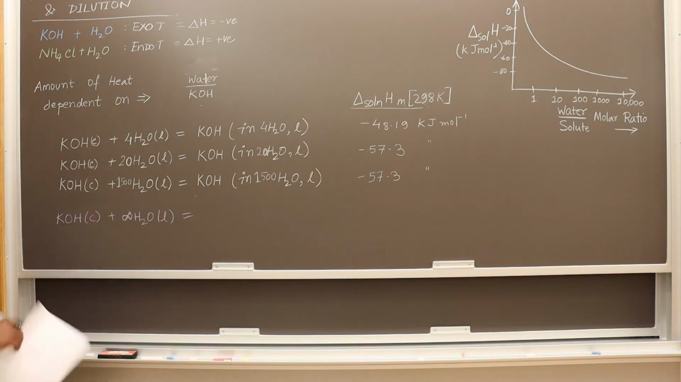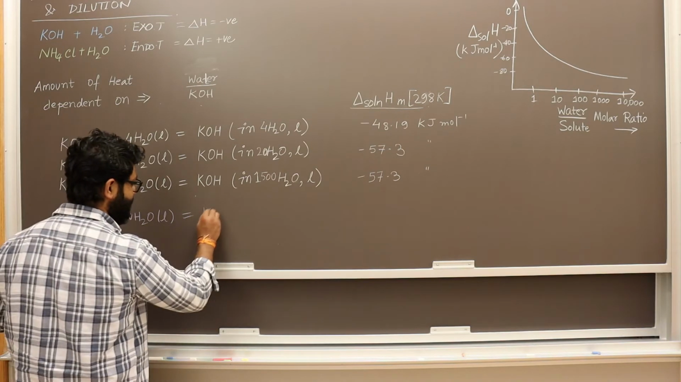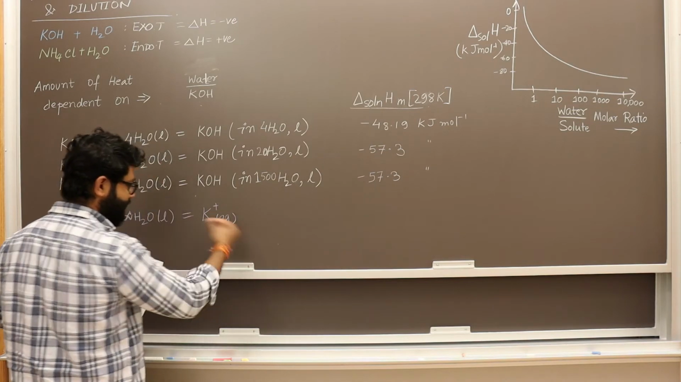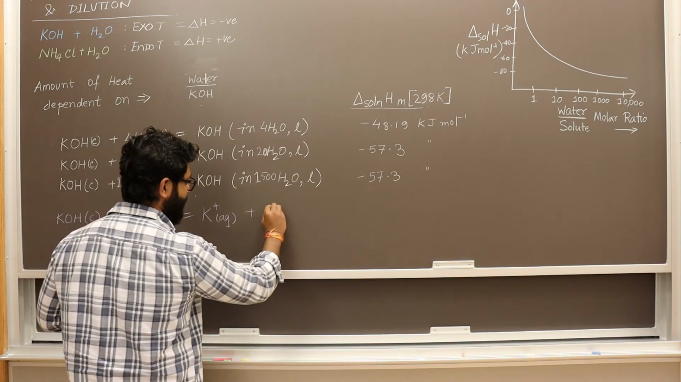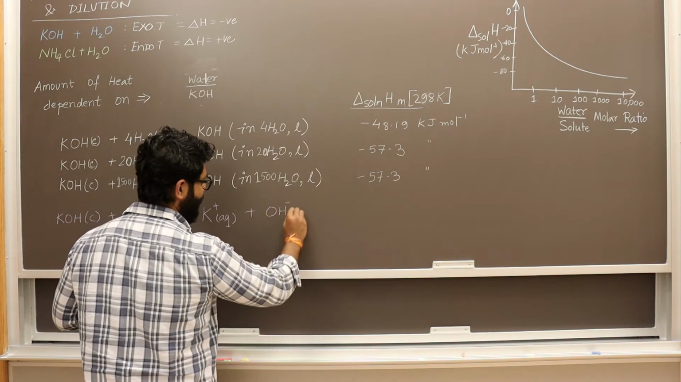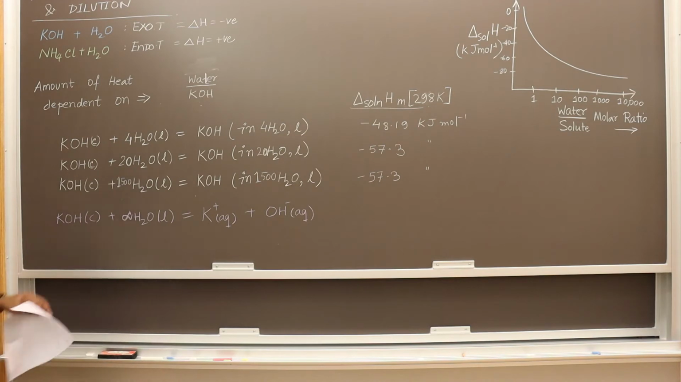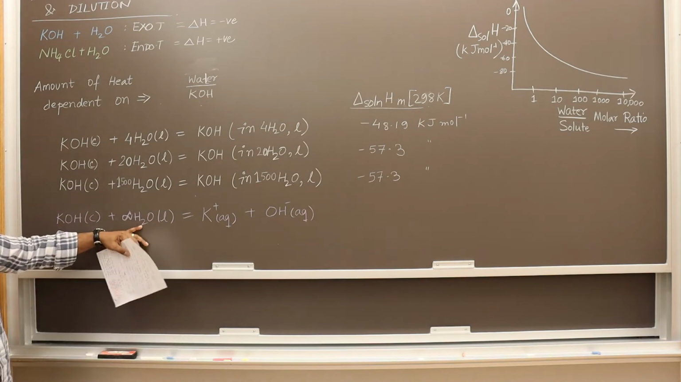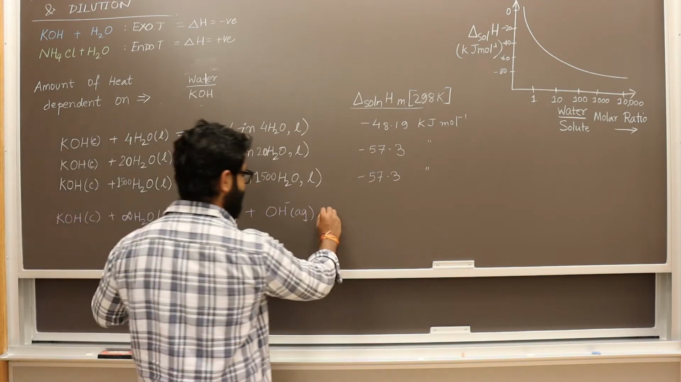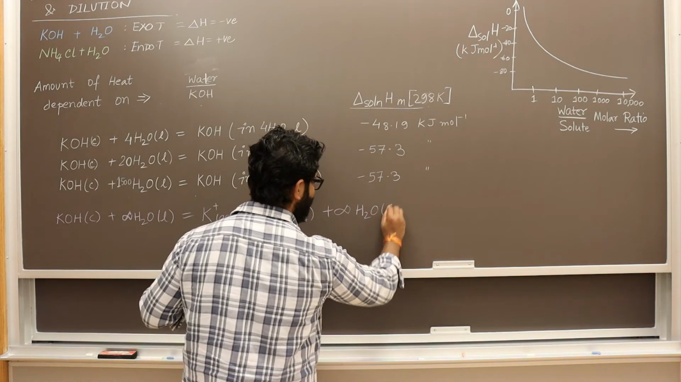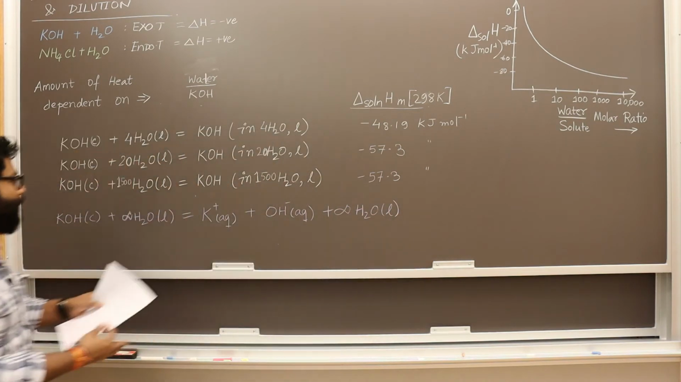Now what are the constituent ions? It is K plus aqueous. It is dissociating into K plus and OH minus, because KOH is made up of this, okay? Now, since we have infinite amount of water, the amount of water remains the same. There is no change in the amount of water. Why? Because it was infinite amounts of water. So this is how we write.